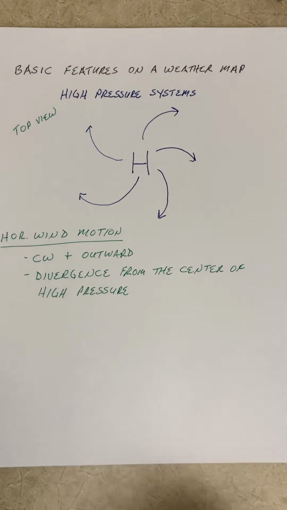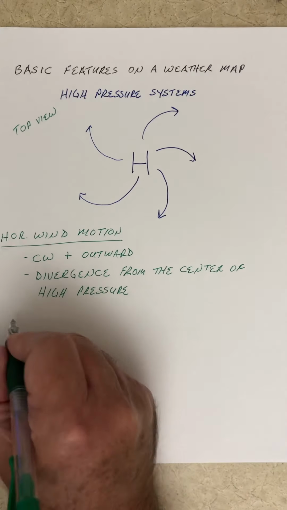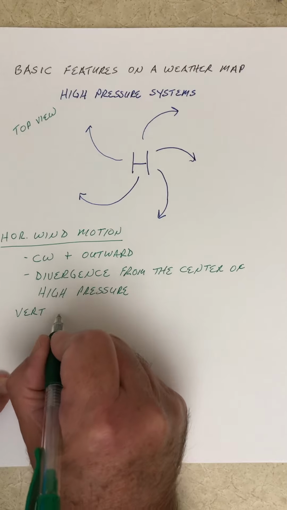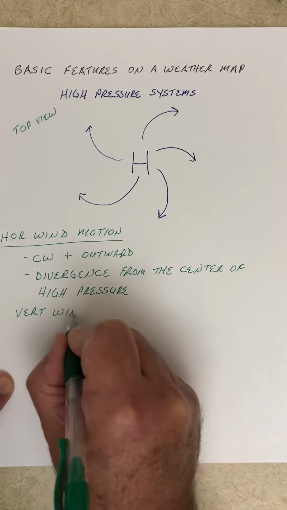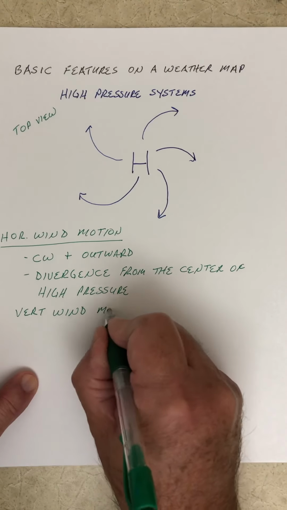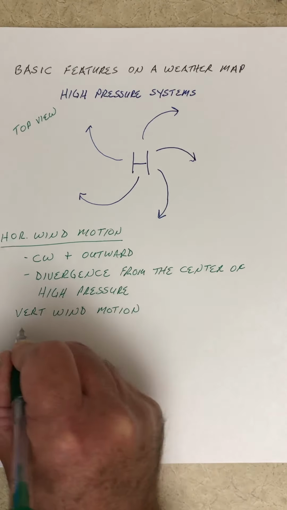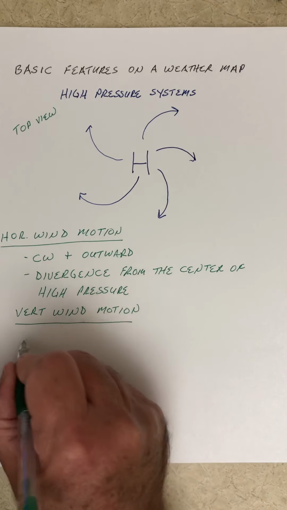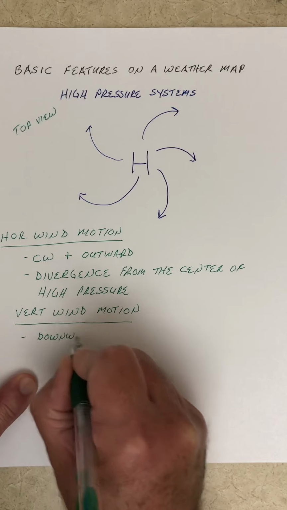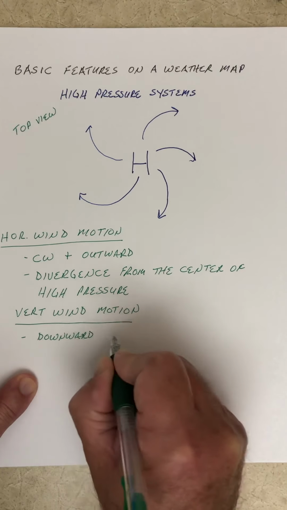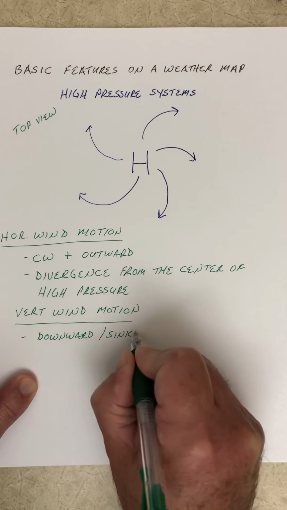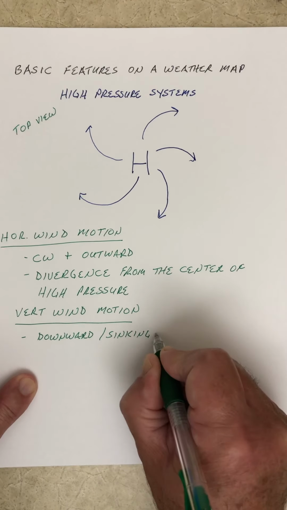All right, and the vertical wind motion, again, is really important because we have to look at weather in 3 dimensions because we've got layers in the atmosphere. So the vertical wind motion associated with a high pressure is going to be downward. In other words, we've got air sinking. This is going to be sinking air in the center of a high pressure.